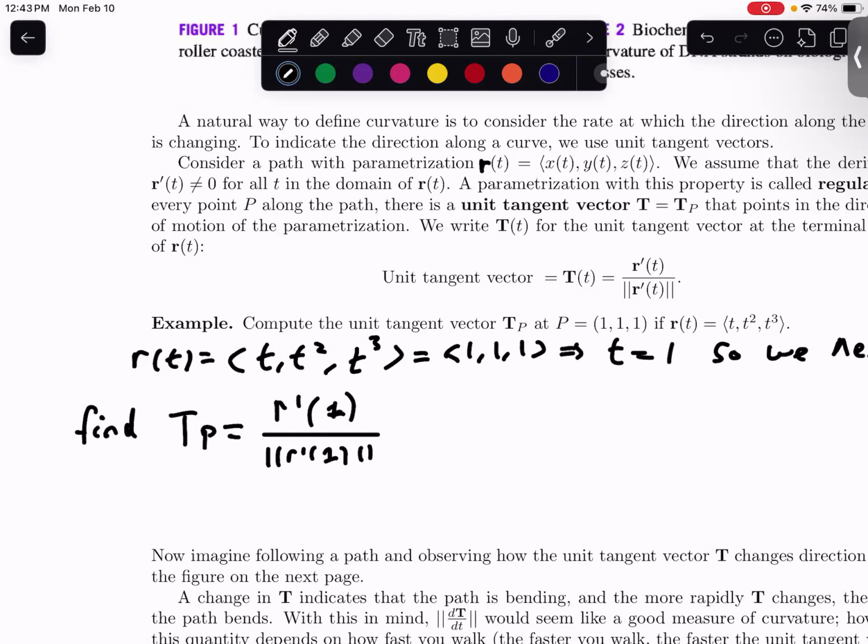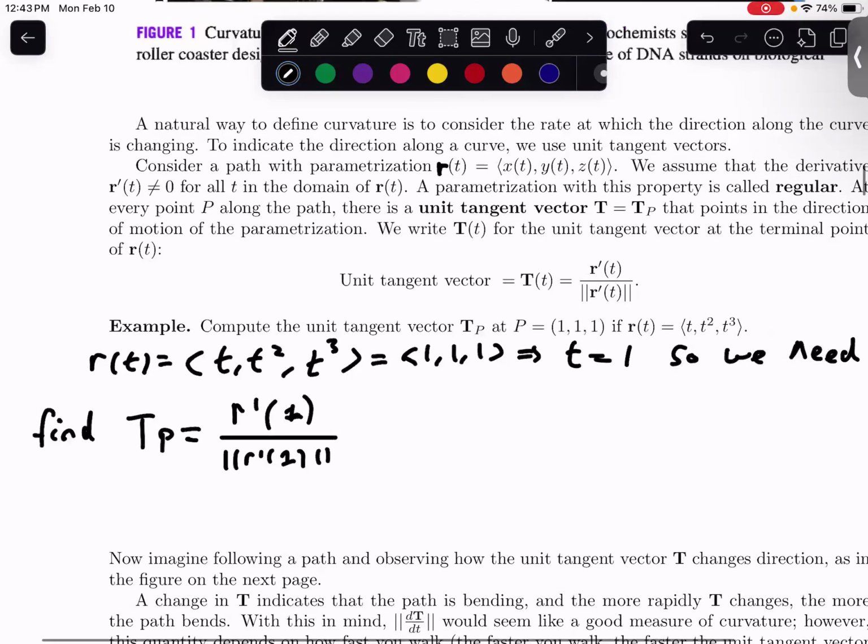Okay, and so from here, it's pretty straightforward, right? You just need to compute some quantities, right? If we want to find r prime, it's just going to be 1, 2t, and then 3t squared. And then all you have to do is plug in t equals 1. So this will give you the vector 1, 2, 3.